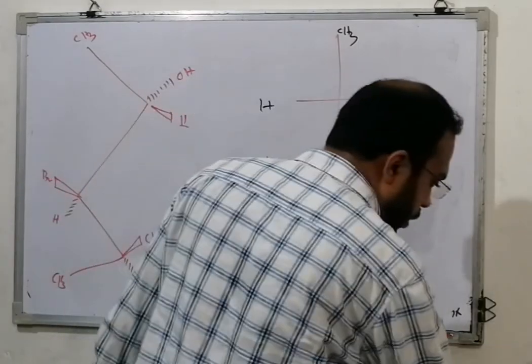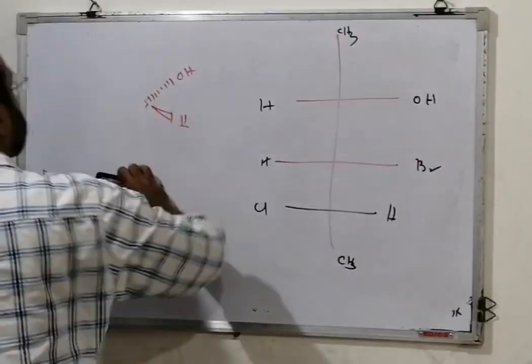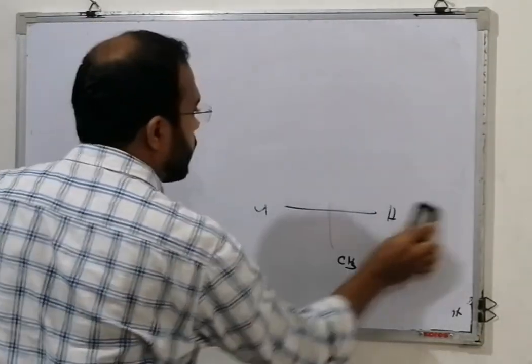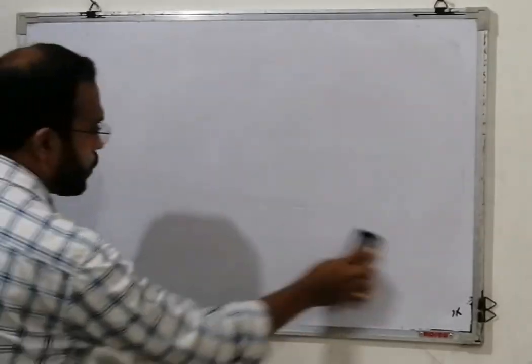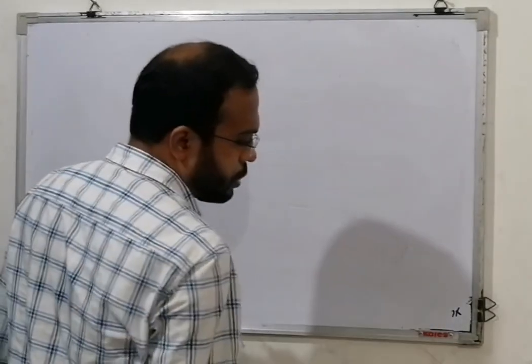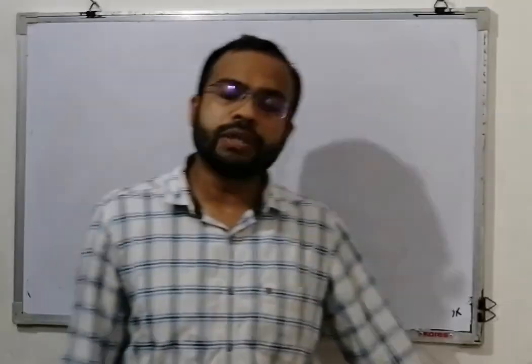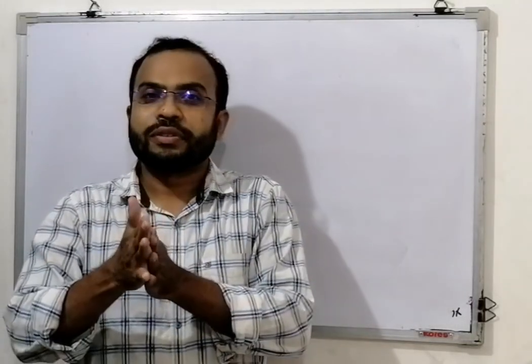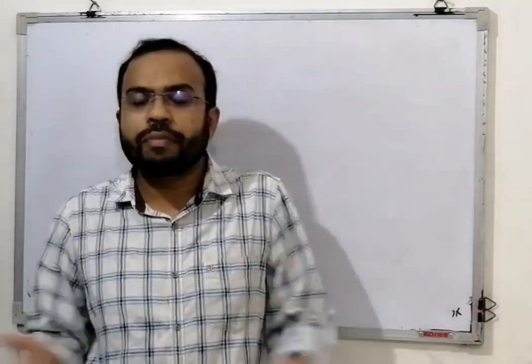Now, another method of representation is Sawhorse and Newman. I think that can be discussed in another video. Okay, I think this topic is clear.